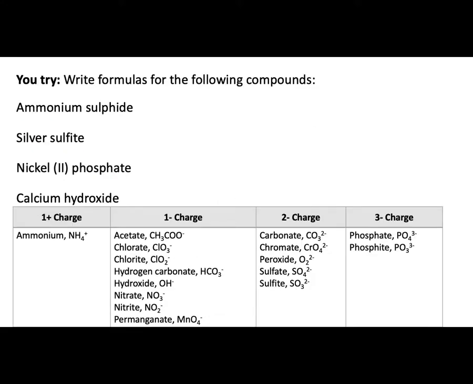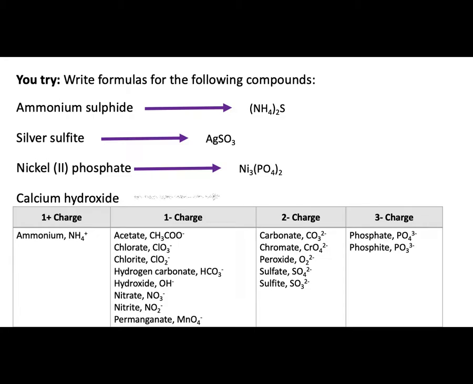Okay, last one for you to try. Pause the video and try writing the formulas. Press play when you're done. Okay, how'd you do? Ammonium sulfide is (NH4)2S. Silver sulfide is AgSO3. Nickel(II) phosphate is Ni3(PO4)2. And calcium hydroxide is Ca(OH)2.